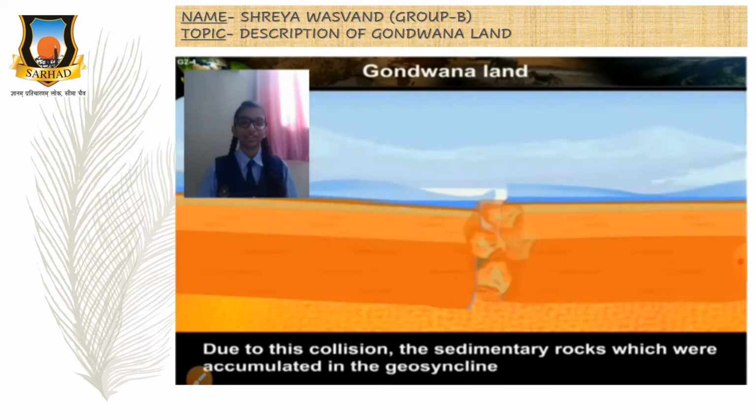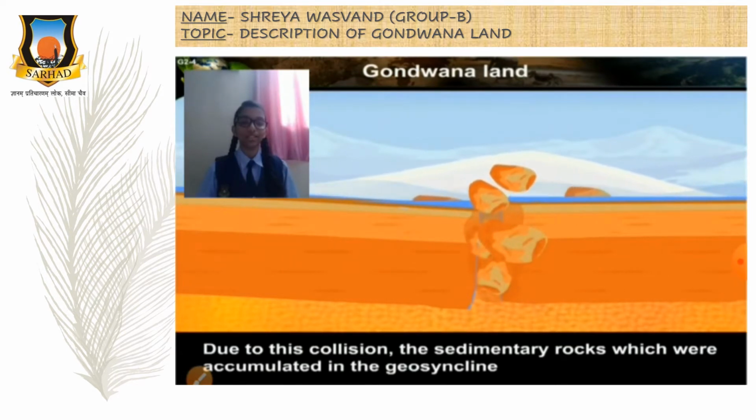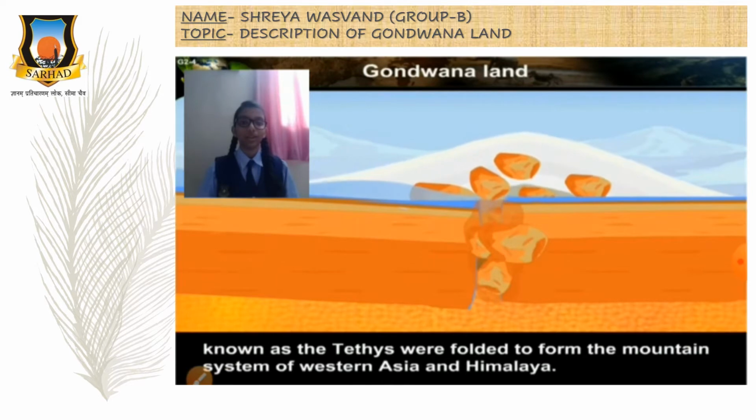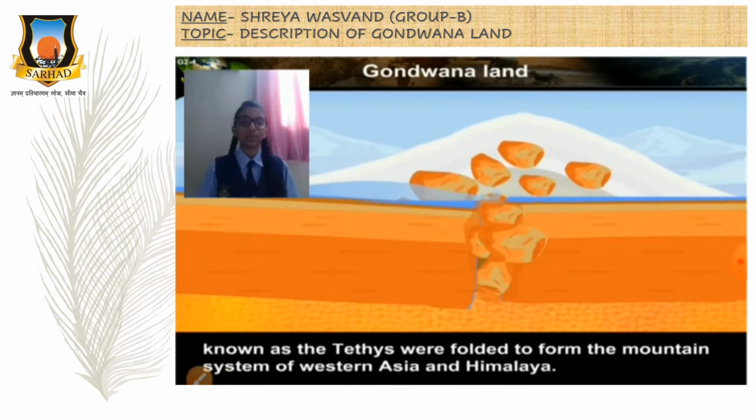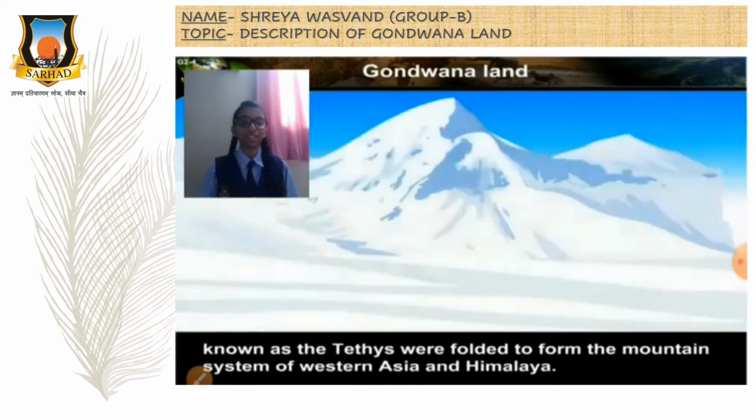Due to this collision, the sedimentary rocks which were accumulated in the geosyncline known as the Tethys were folded to form the mountain system of Western Asia and the Himalaya.